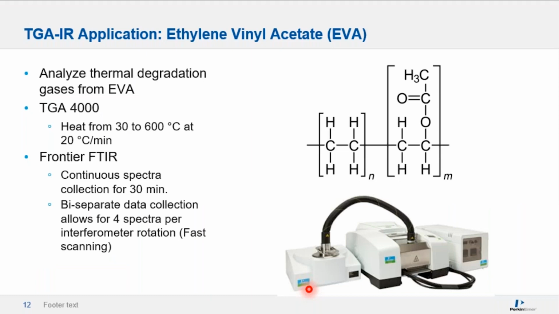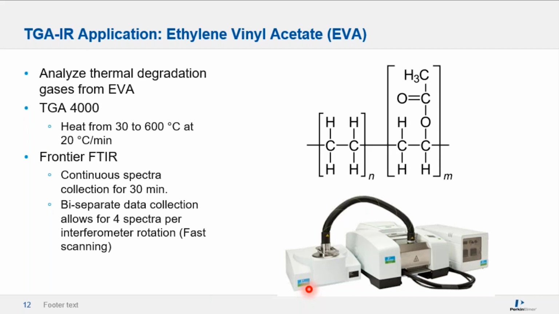Okay, so our first example here is looking at the thermal degradation of ethylene vinyl acetate. So EVA, this is a copolymer of ethylene and vinyl acetate. So we can see an image of the molecular structure of this polymer on the upper right-hand side. So the instrument setup we had here was the TGA 4000, and then the transfer line and the Frontier FTIR.